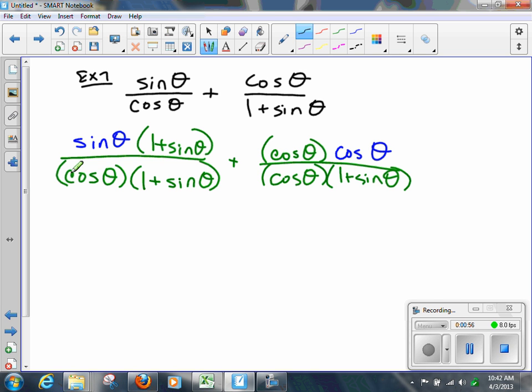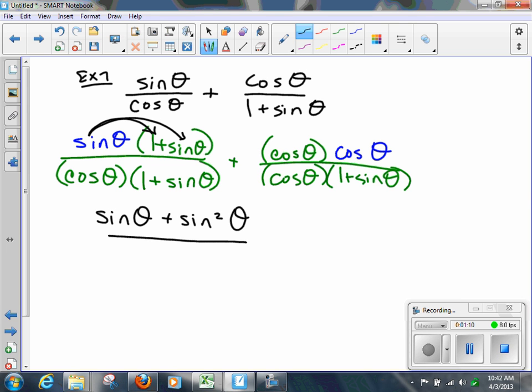Okay? And now, if Easter were here, he would say we've got to simplify it, and then we have to do what? Smush it together. All right, so I'm going to distribute. Sine times 1 is sine. Sine times sine is what? Sine squared theta. All over that mess. Can I go ahead and kind of combine steps here? I'm kind of skipping steps, which I don't typically do. What's cosine times cosine? Cosine squared.